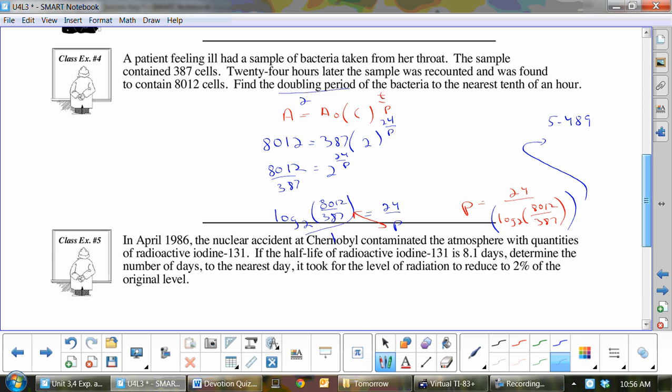Okay, so what would it be to the nearest tenth? Okay, so you just have to go 24 divided by and then hit bracket. Log, the bracket opens, 8,012 divided by 387, close the bracket, divided by log 2. Okay?